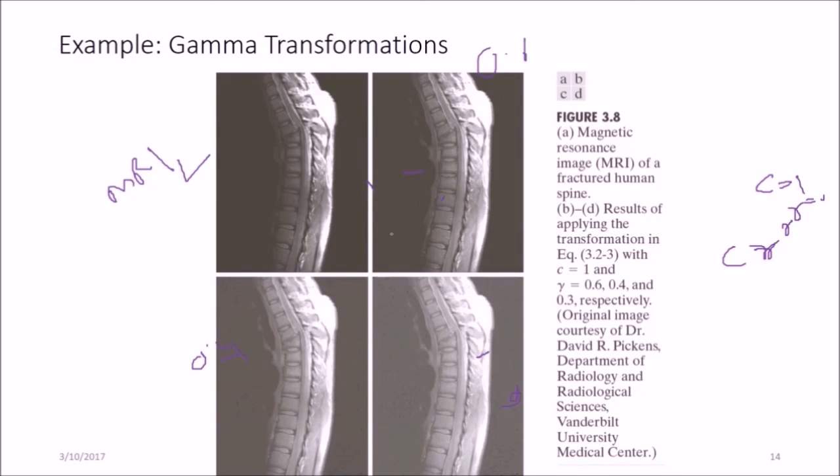So you can see that there is a darkness here, there is quite a brightness here, and these images, most importantly this image, can give you a better glimpse of the fracture. See this area, this is the fracture, as you can see.